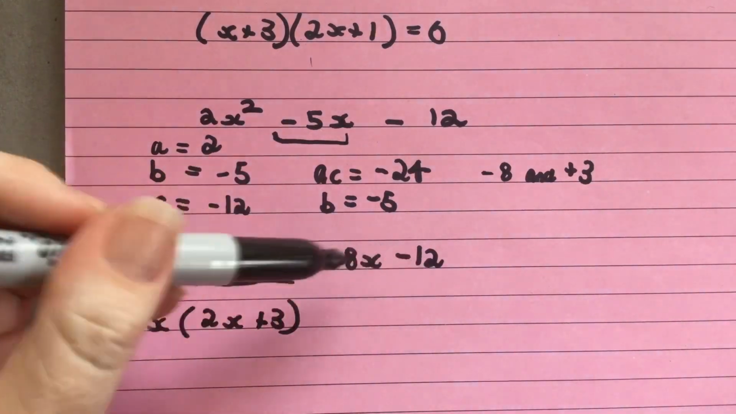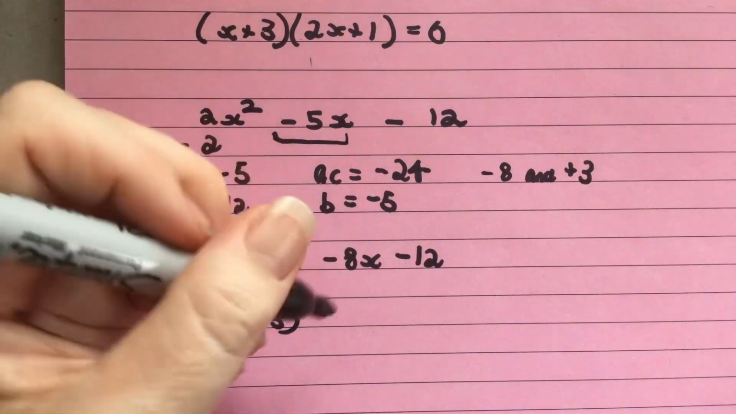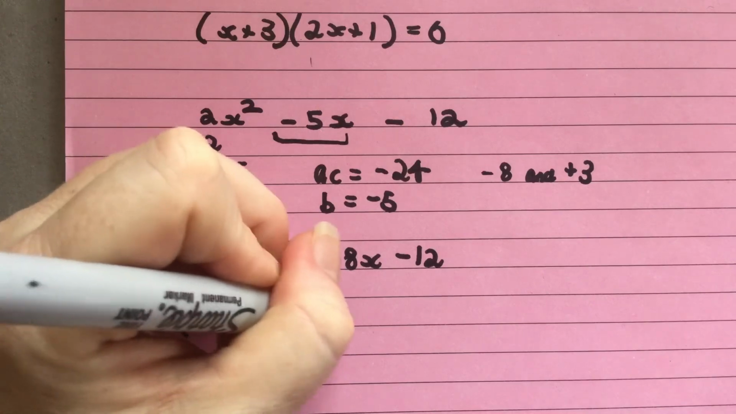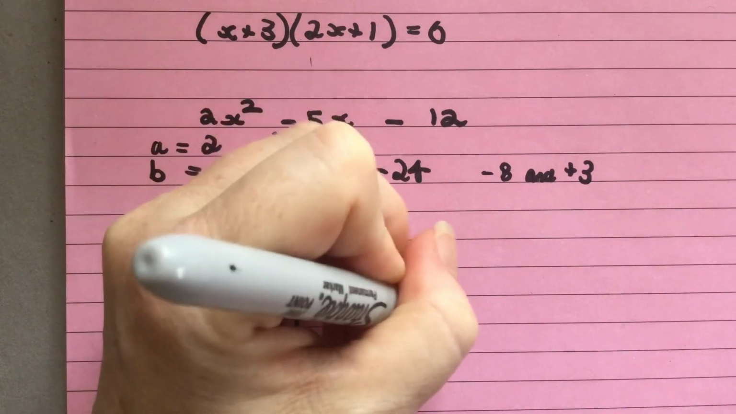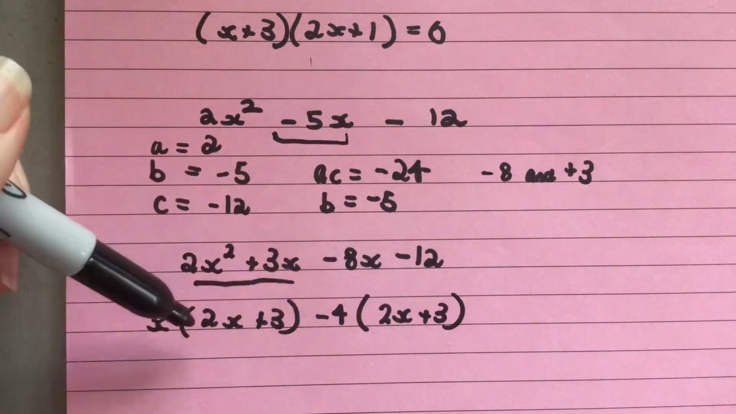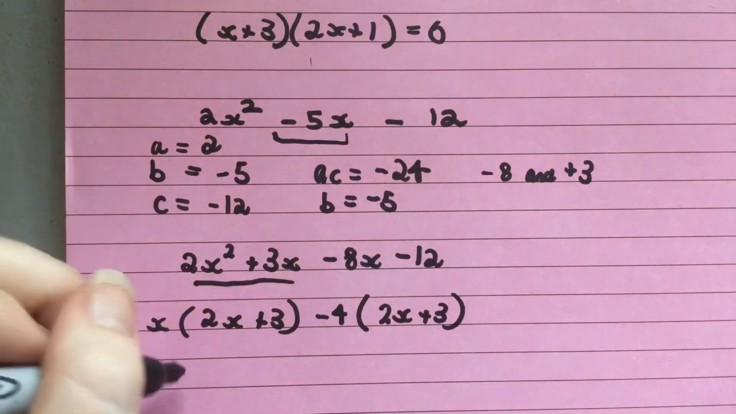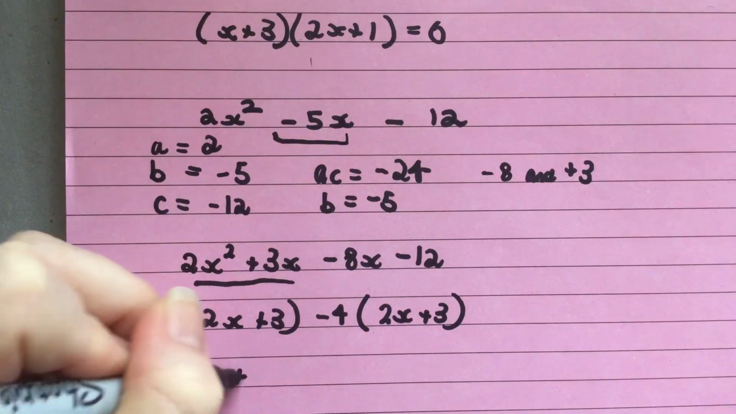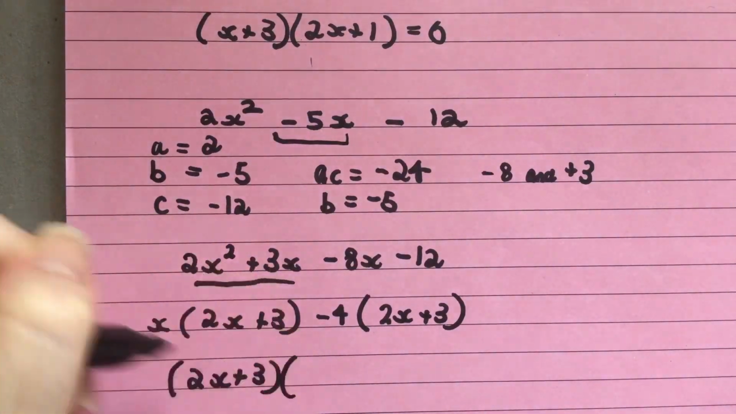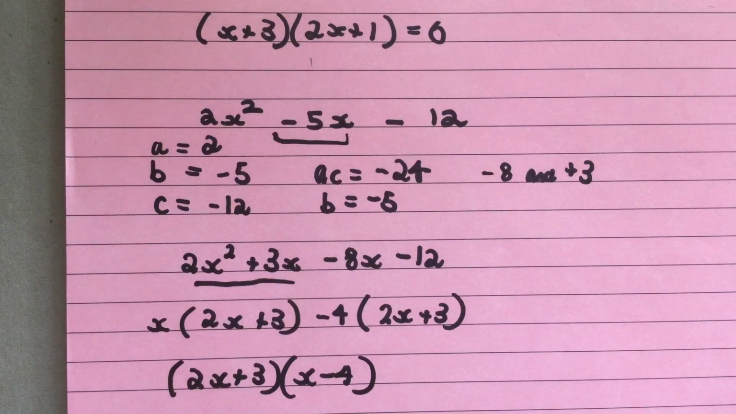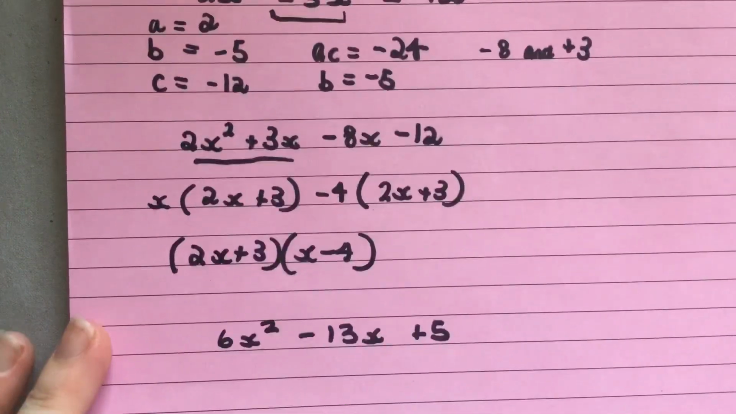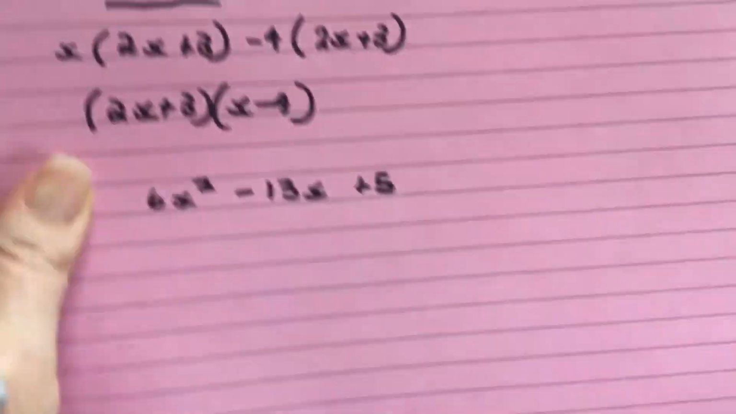Now over here, they have a common factor of minus 4. So I'll put negative 4 outside the bracket, and inside the bracket it will be 2x plus 3. And you'll notice that's that same bracket as I got the first time. So I'm able to take that bracket out the front, and in my second bracket will be the leftover, which is x take 4.